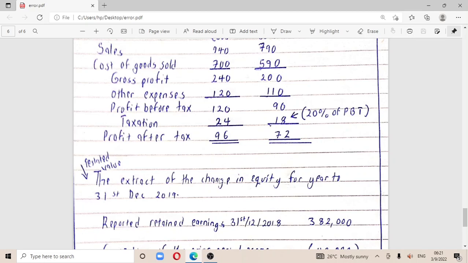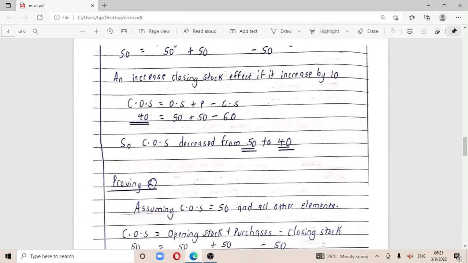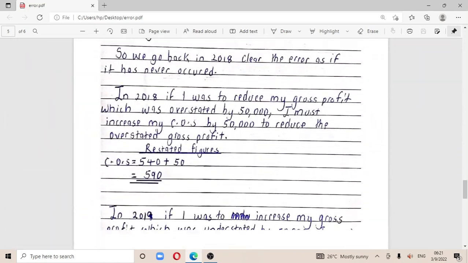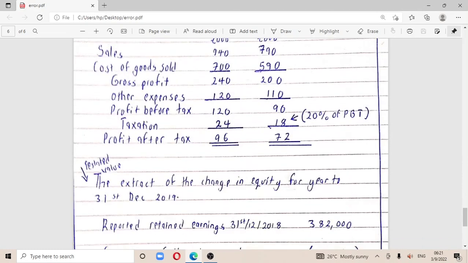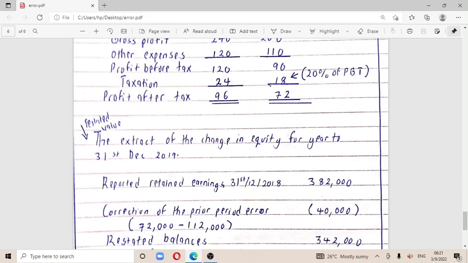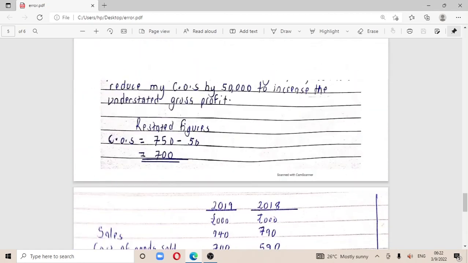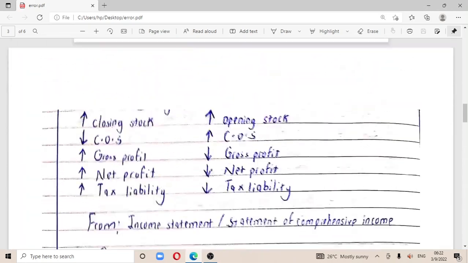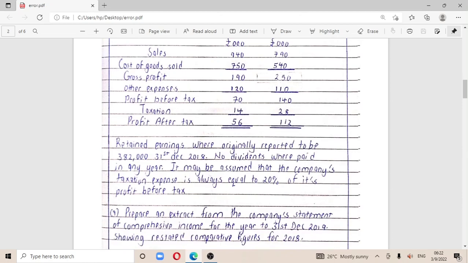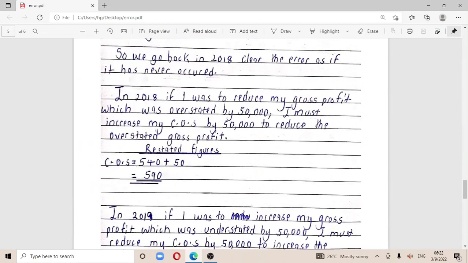So part B of the question was asking us for the changes in equity. An extract from the company statement of changes in equity for the year to 30 December 2019, showing changes to retained earnings. Remember, the profit in the statement of comprehensive income finds its way into the retained earnings. From the question, retained earnings were originally reported to be 380,000 at 31st December 2018, and no dividends were paid in any year. So that is going to be my opening balance.